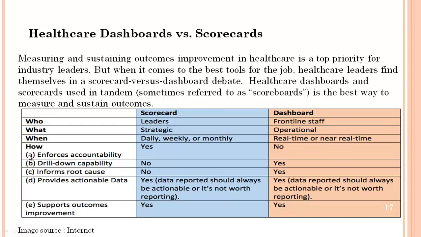How? Enforce accountability: scorecard, yes. Dashboard, no. Drill down capability: scorecard, no. Dashboard, yes. Inform root cause: scorecard, no. Dashboard, yes. Provide actionable data, yes. Data reported should always be actionable or it is not worth reporting. Supports outcome improvement: scorecard, yes, and dashboard, yes.